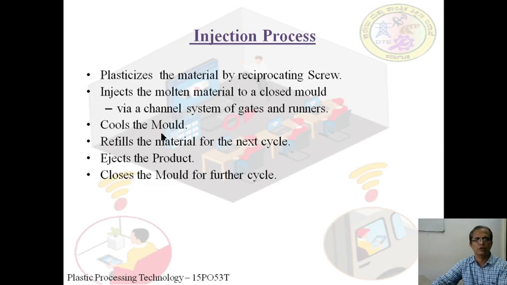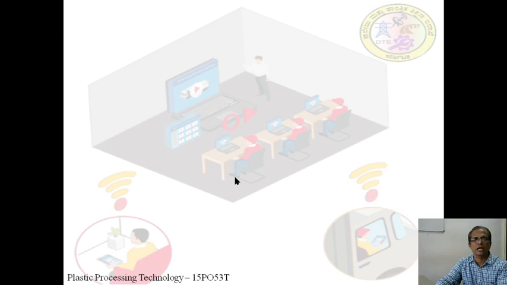Next, after the cooling of the mold, the product is ejected and the mold is going to close for the further cycle. So, in injection molding, raw material is melted or plasticized inside the screw barrel arrangement. Molten material is injected into the closed mold. Refilling of the material for the next cycle takes place. Ejection of the product after cooling, and then followed by mold closing for the next cycle.